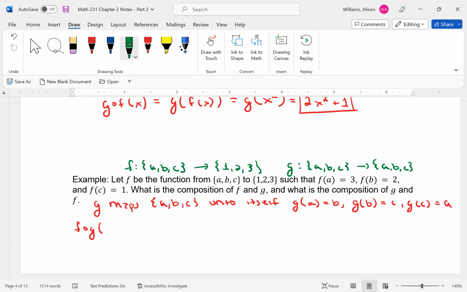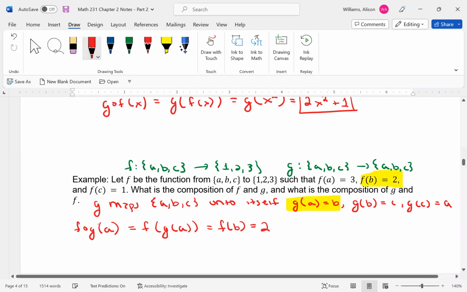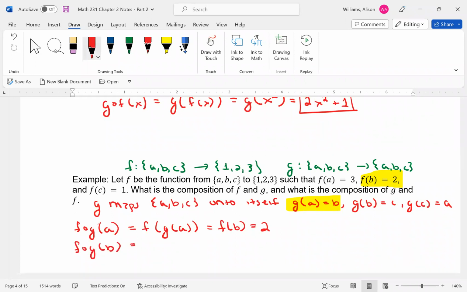That's what that means. So I'm going to start by finding F composed of G of A. Well, G of A happens to be B. So this becomes F of B. And F of B happens to be 2. So this equals 2. And there we go. We got F composed of G of A. So now I have to do that for B and C. I have to do it for all 3 of these elements, A, B, C.